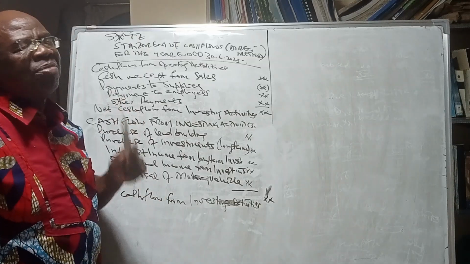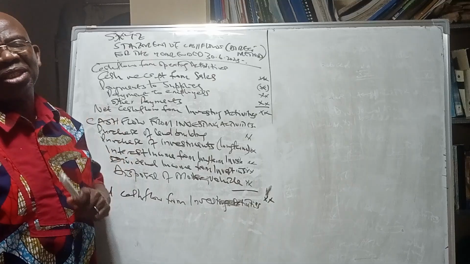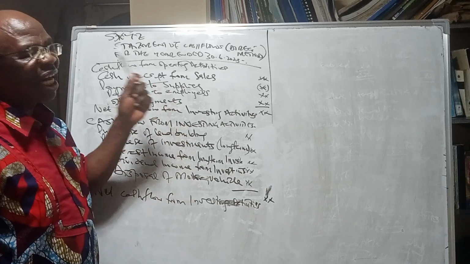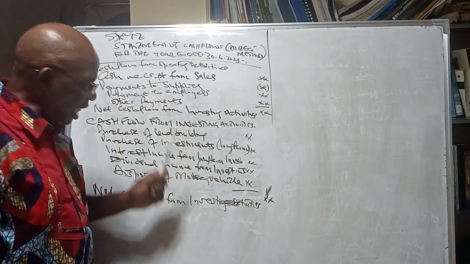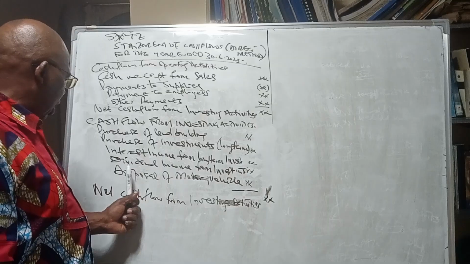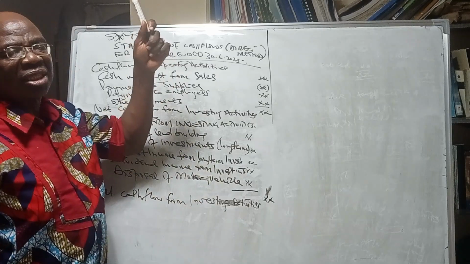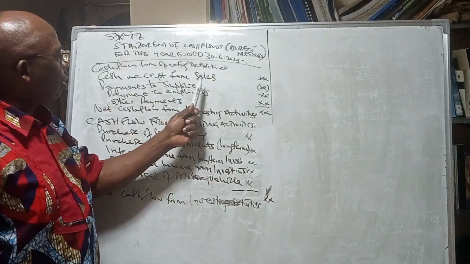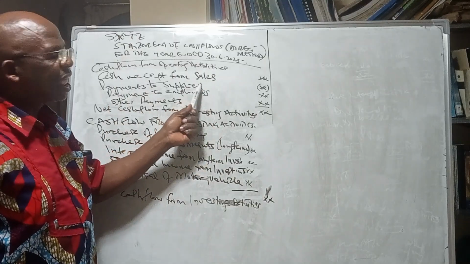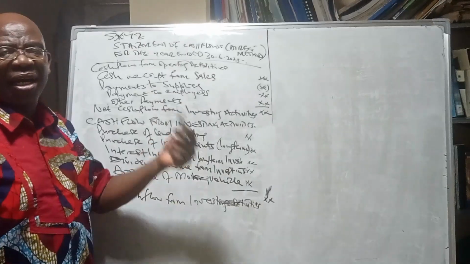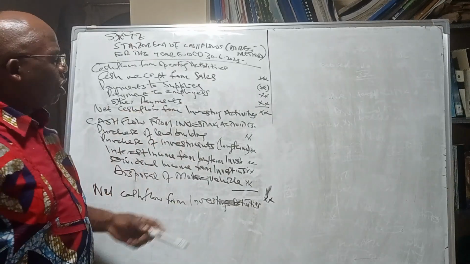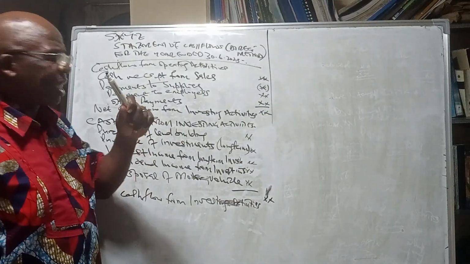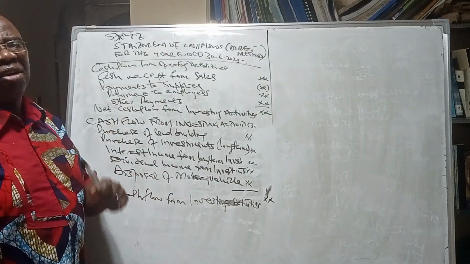Something very, very important here. If you find this interest income in the income statement, or even dividend income in the income statement, you must deduct it. So that the only income you are dealing with is from operation. That is now at the indirect method. You must deduct this income because it is not an operating activity. It is an investing activity.